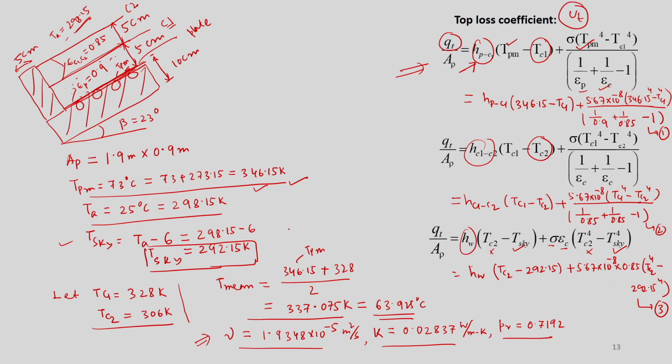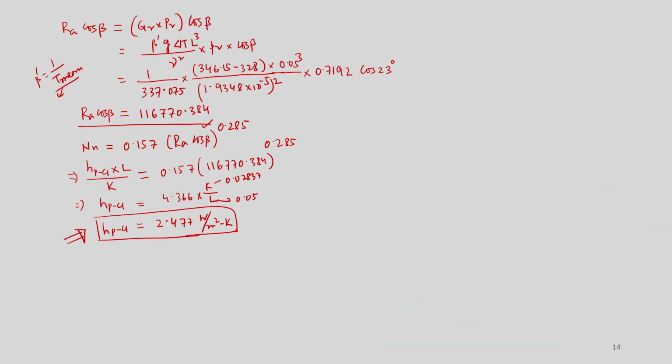Okay. Now, what is next? We need to calculate what is h_C1C2. So, for this case what we need to do? We need to consider this temperature and this temperature. So, already we have assumed that this TC2 temperature is 306. This is 306 and we have 328. Okay. So, what will be the mean temperature here?